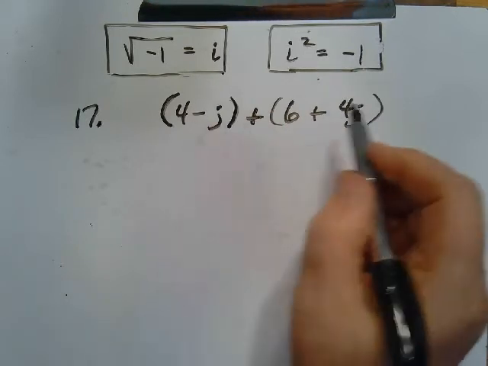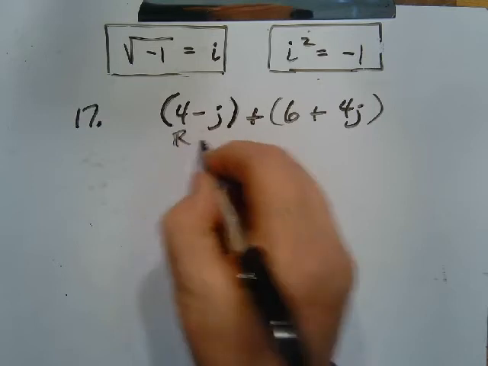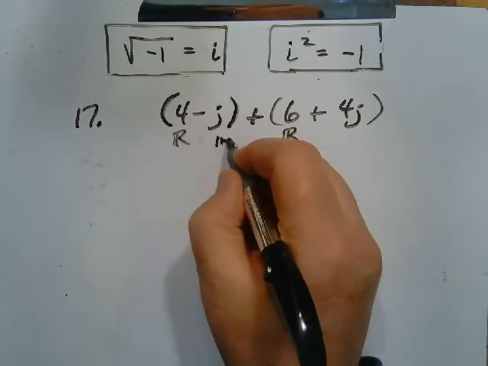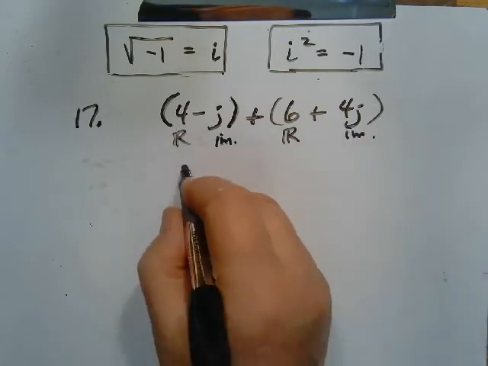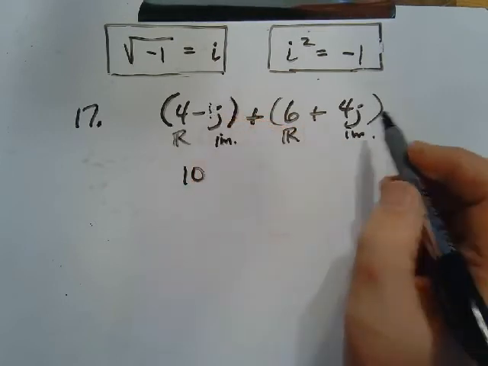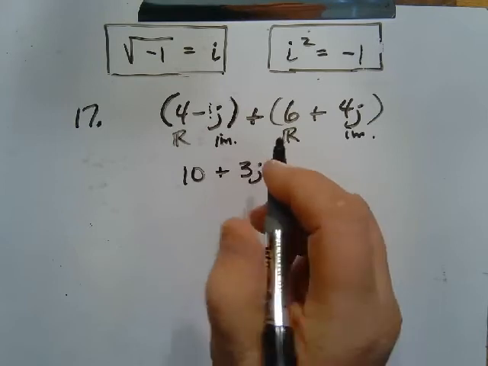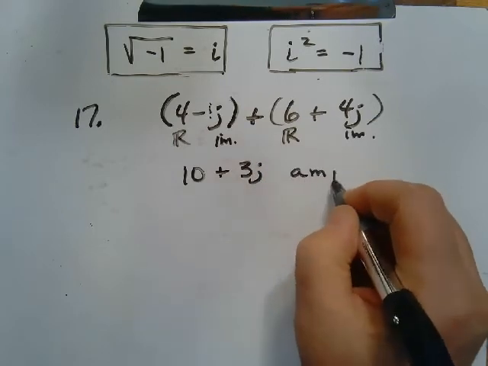You see the real parts and the imaginary parts? Well, the real part would be here and here. And the imaginary part is here and here. So we're just going to add those together. 4 plus 6 is 10. Negative 1j and positive 4j is a positive 3j. So that's your answer. You're just finding the total, and this is in amps.